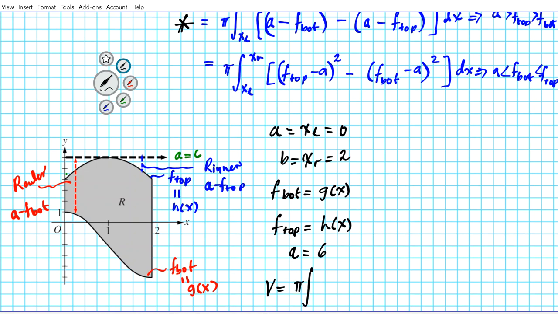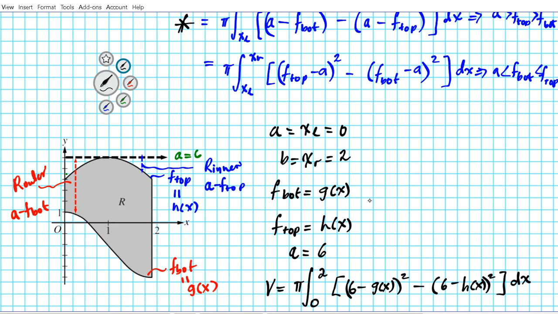this is one thing that most students forget, equals the integral from x left to x right of the outer radius, which is the axis minus f bottom, that squared, R outer squared minus R inner squared, which is the axis minus f top, and that one squared. Integrating with respect to x, since the region is perpendicular to the x-axis.